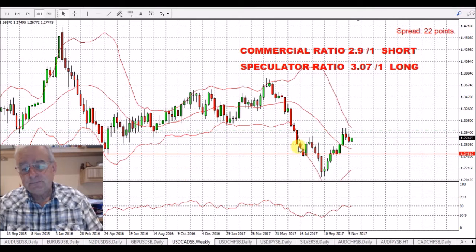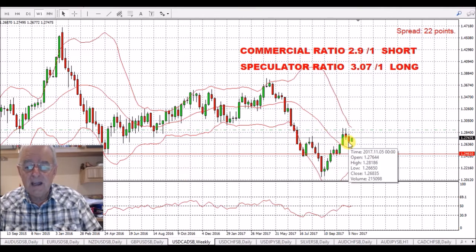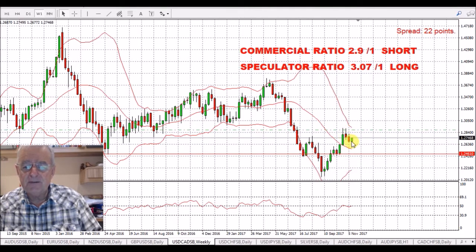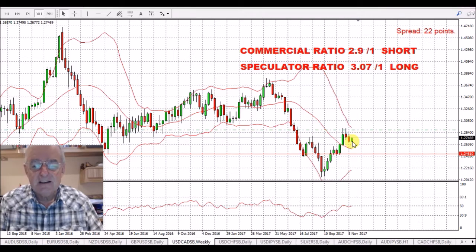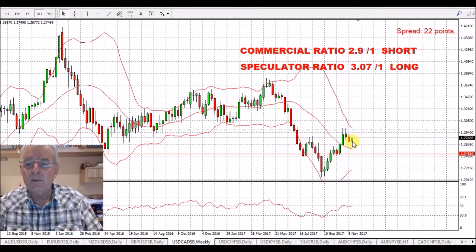USD CAD. We came up off this support here. We've come back down a little bit, and now it's starting to continue up. We've got a commercials ratio of 2.9 to 1 short for the Canadian dollar, so that's long for the pair. I think that's slightly reduced on last week, but I'm expecting to see more strength in this pair.